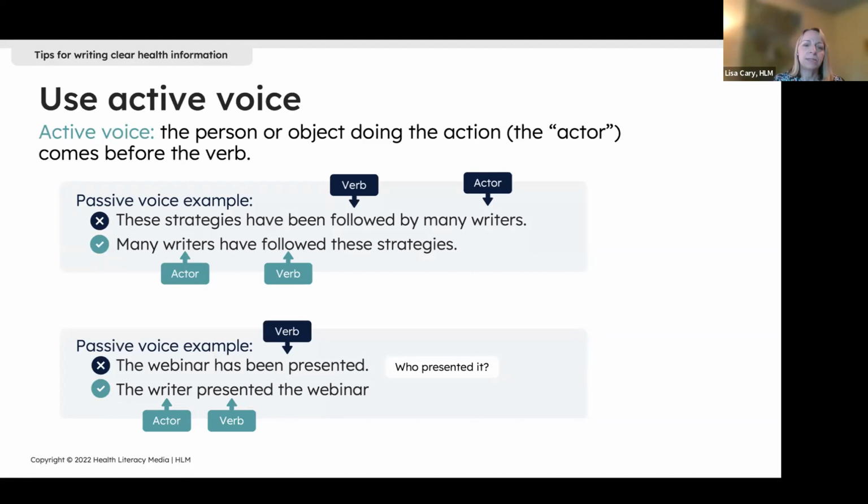Here's another passive voice example: the webinar has been presented. You're not sure who presented it because the actor is not stated; it's anonymous. Instead, you would find out who did the action. The writer presented the webinar, and that makes it active.